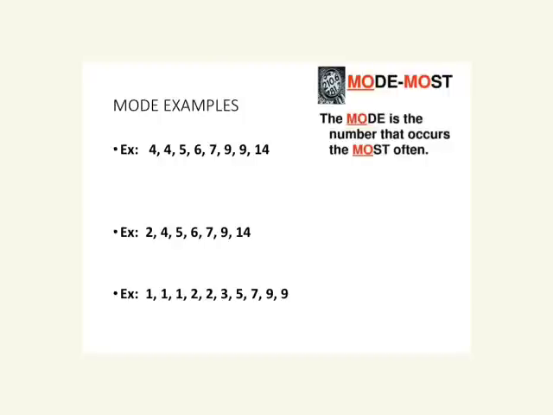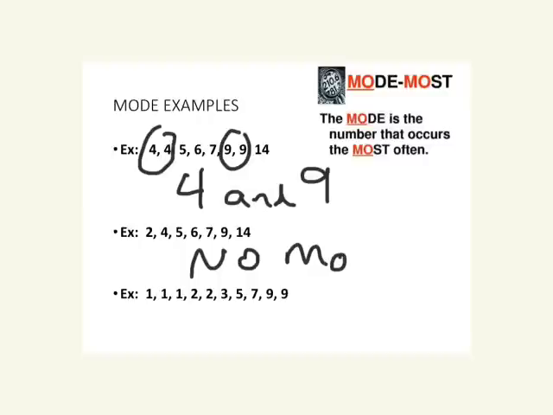In the first one, we have 2 4s and 2 9s. So the mode is 4 and 9. In the second one, every number's different. So there's no mode. In the third one, I got 3 1s, 2 2s, a 3, a 5, a 7, and 2 9s. But which one occurs the most? The number 1. So 1 is the mode. Mode, the one that occurs the most.